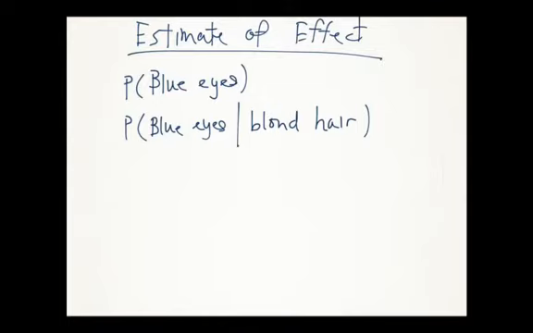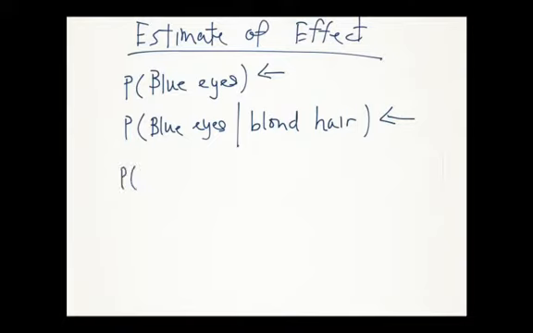Okay? So conditional probability focuses on a specific subset of people or events. So the probability of blue eyes here is pretty low, but if I tell you the probability of blue eyes given blonde hair, that probability is much larger, right? Okay. So which one of these is true?